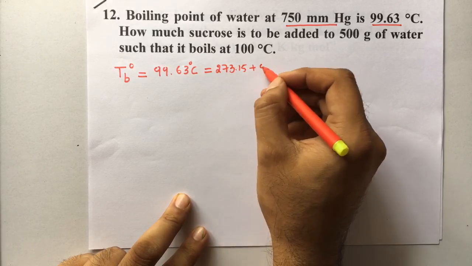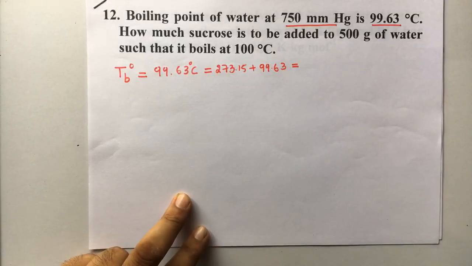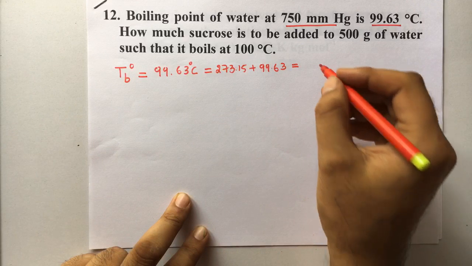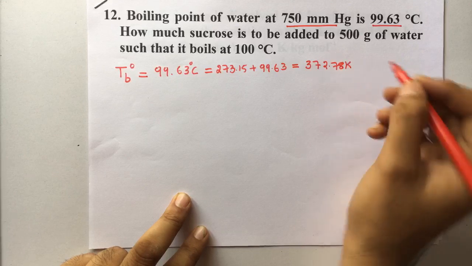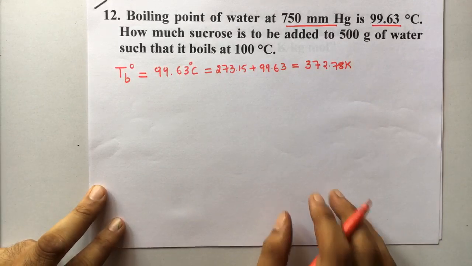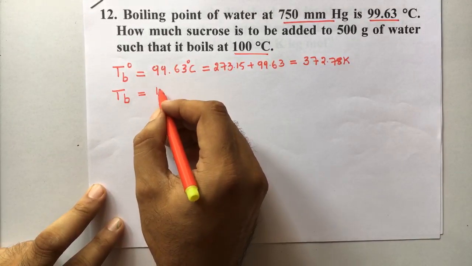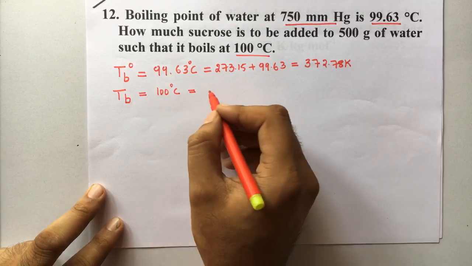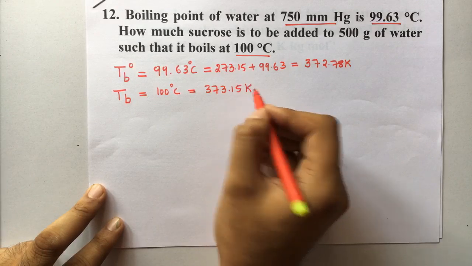273.15 plus 99.63. So this comes out to be, calculated, students, 273.15 plus 99.63. So this will be equal to 372.78 Kelvin. And they have given the boiling point of the solution should be 100 degrees Celsius. This would be equal to 373.15 Kelvin.